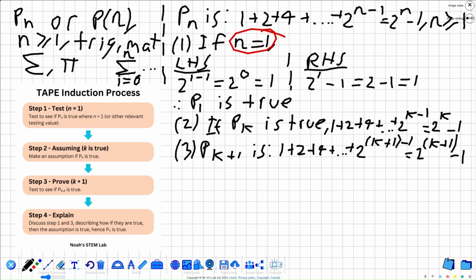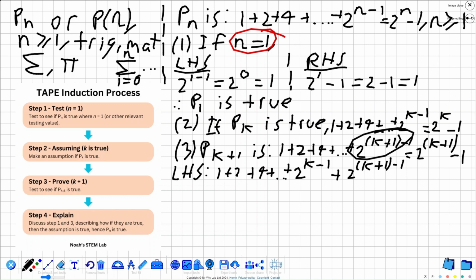And then we can start evaluating it, and all we need to do is evaluate this left-hand side. So I can just state left-hand side, and we'll go 1 + 2 + 4 + ... + 2 to the power of k - 1, which is just our general one there, and then the plus 2 to the power of k+1 - 1, which is this one here.